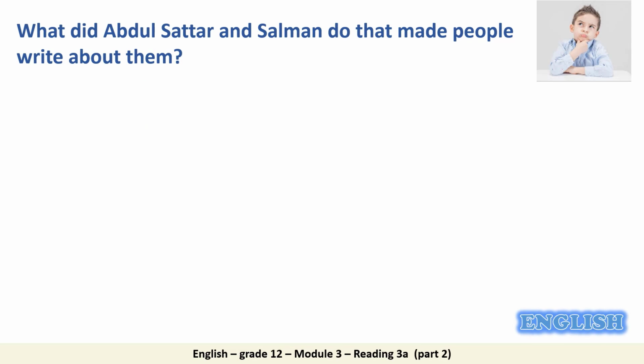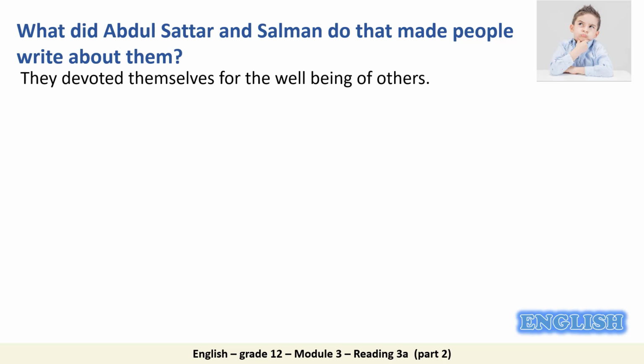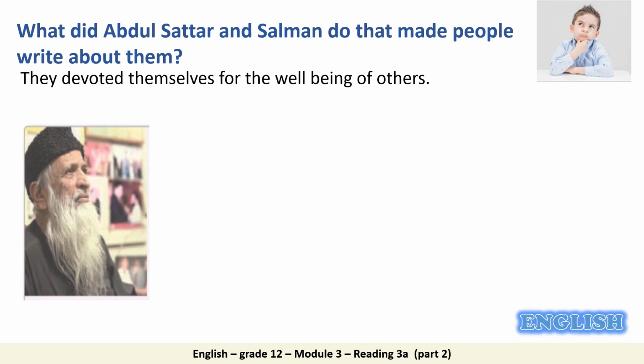So what did Abdul Satar and Salman do that made people write about them? Please take a few seconds to think about this question. Well, they both devoted themselves to the well-being of others. Let's take Abdul Satar, for example. Do you still remember what he established in Pakistan? What did he do for the orphans? How did he collect money?